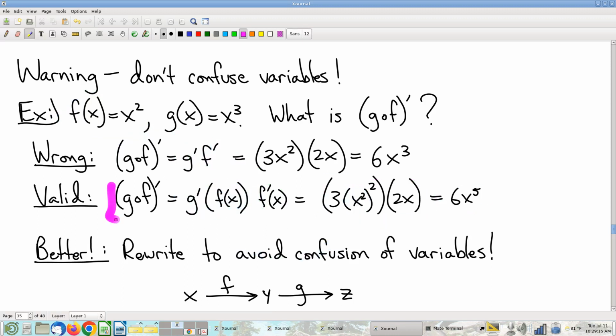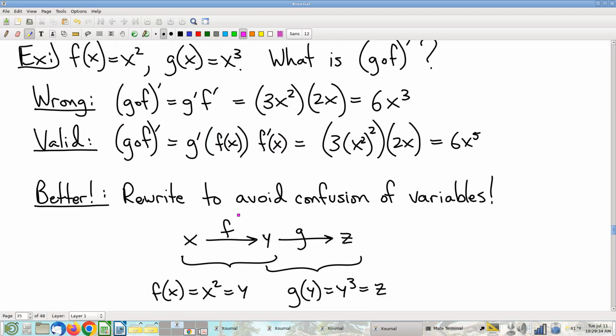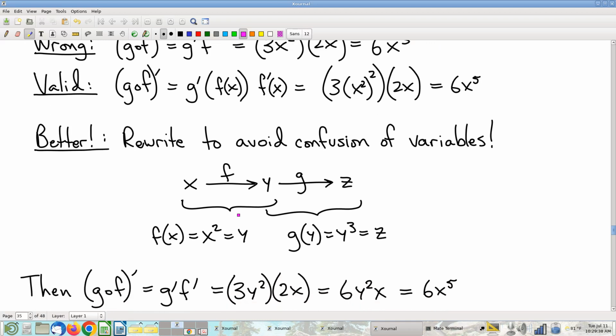I think this formula here is really very unnecessarily weird. There's no need for this, I think, confusing idea that G prime is evaluated at F of x. Why? It's not clear. Look how much easier it becomes if you just don't confuse your variables. Here's what I mean by confusion of variables.